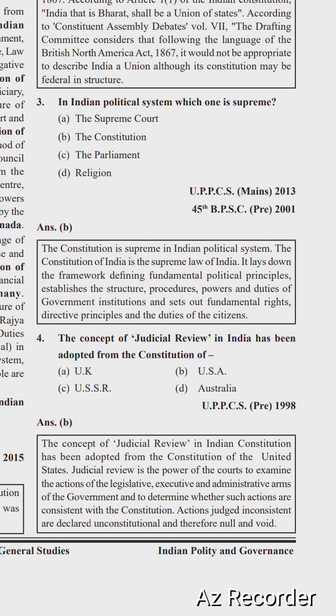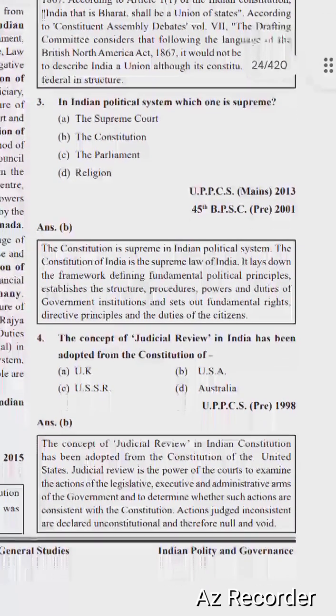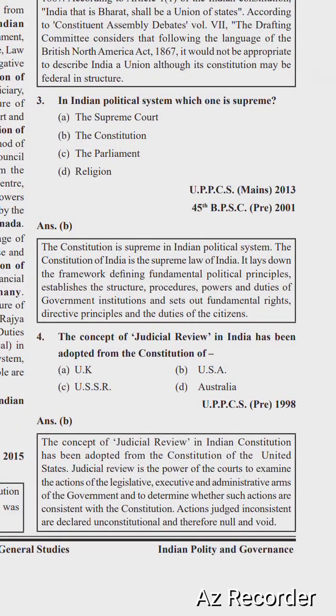Judicial review is the power of the court to examine the actions of the legislative, executive and administrative arms of the government and to determine whether such actions are consistent with the Constitution. Actions judged inconsistent are declared unconstitutional and therefore null and void.